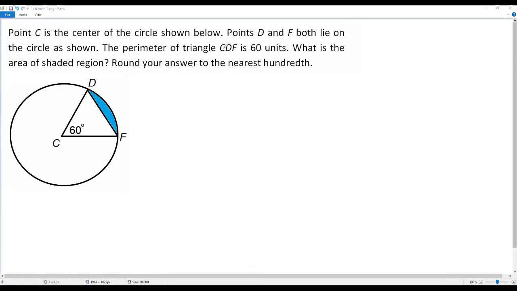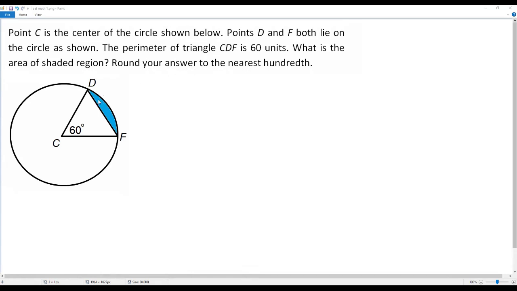Here is an SAT math problem. Okay, let's go to the question. Point C is the center of the circle shown below. Points D and F both lie on the circle as shown. The perimeter of triangle CDF is 60 units. What is the area of the shaded region? Round your answer to the nearest hundredth.